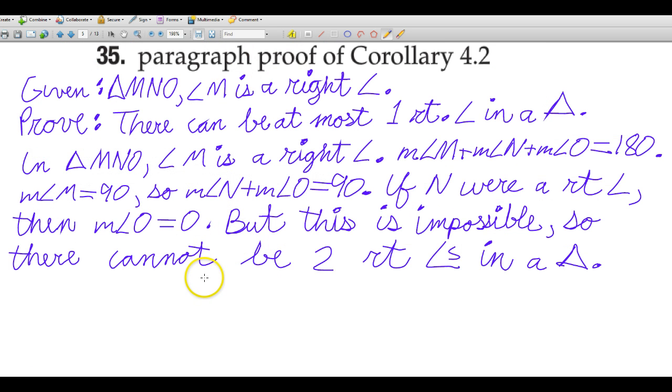For number 35, we want a paragraph proof of corollary 4.2, which states, given a triangle, in this case triangle MNO, and angle M is a right angle, then there can be at most one right angle in a triangle. So the corollary states that there can be at most one right angle in a triangle. So we would say in triangle MNO, angle M is a right angle.